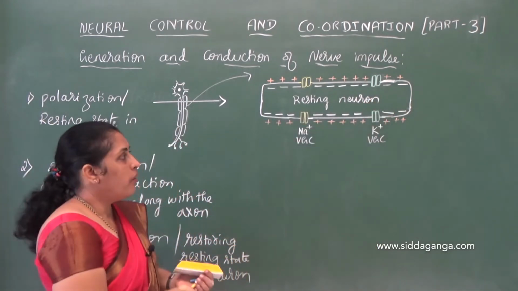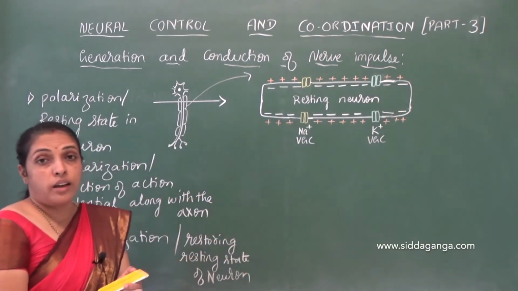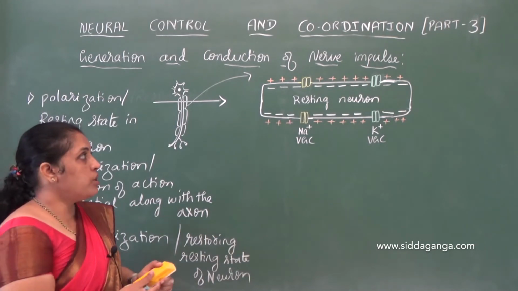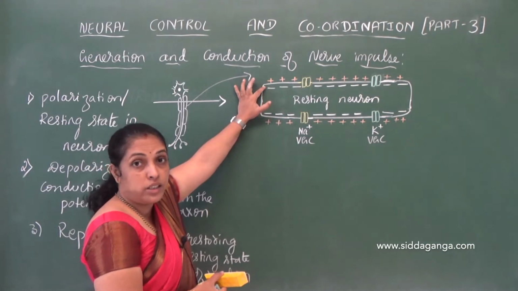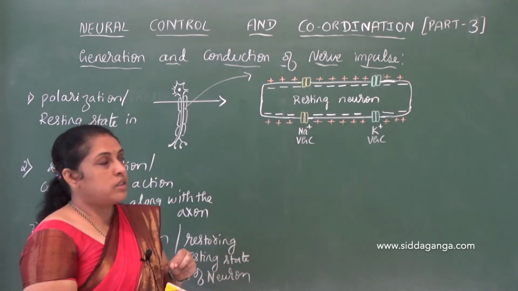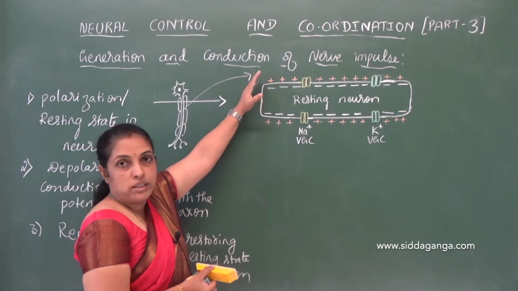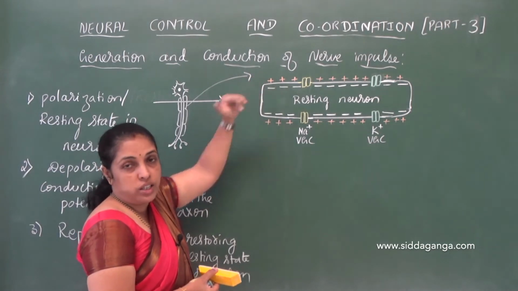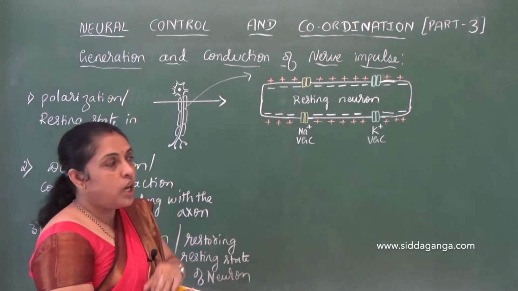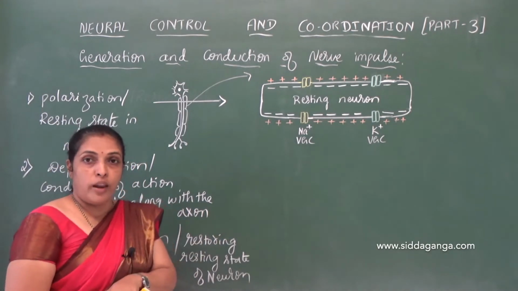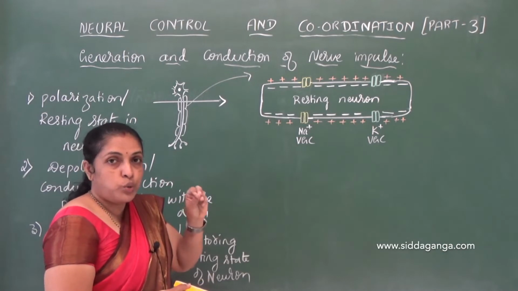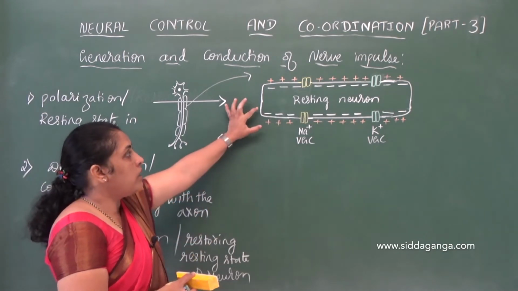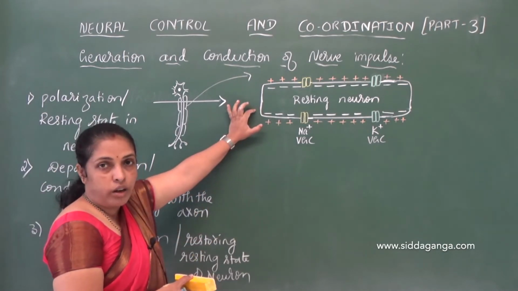Neurons are excitable cells because their membrane will be in a polarized state. What is a polarized state? The membrane, one side will have positive charge, another side will have negative charge. That type of membrane is called a polarized membrane. A resting neuron is a neuron with no stimulus.